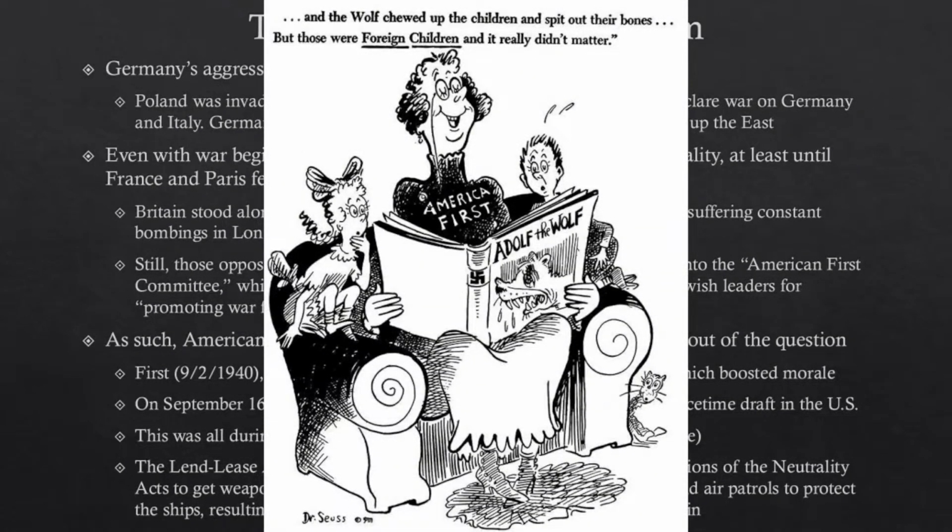Here we have a Dr. Seuss illustration about America First. And the wolf chewed up the children and spit out their bones, but there were foreign children and it didn't really matter. So, as much as certain people complain about Dr. Seuss, Dr. Seuss wasn't quite who they pretend he was. He was not exactly on the side of the far right, for sure. At least not the America First.